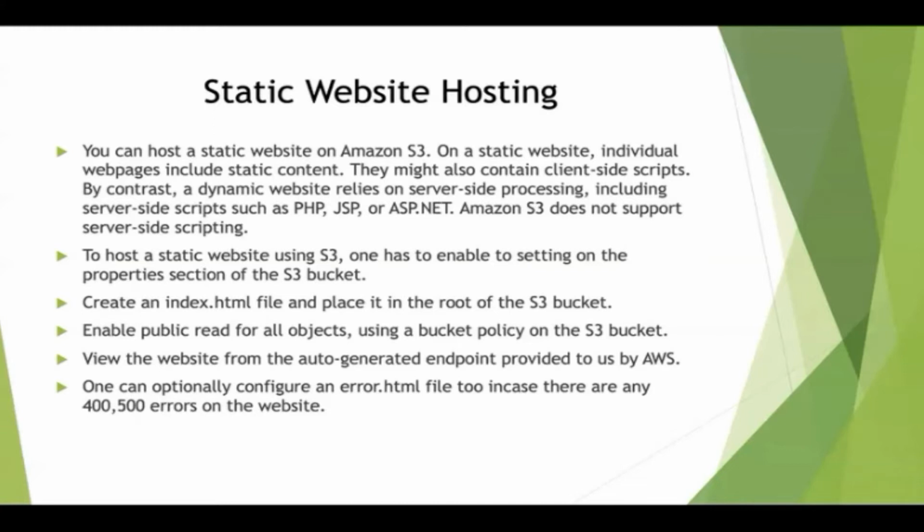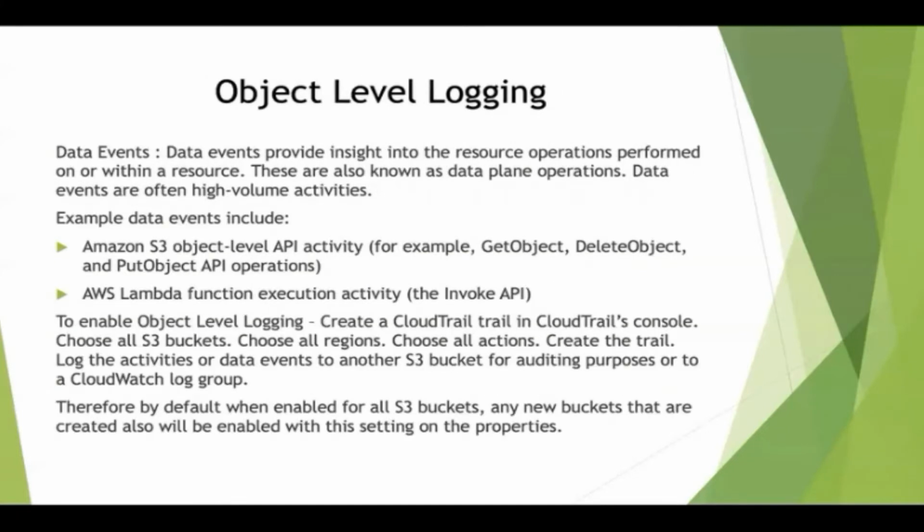AWS formed that endpoint by using the bucket name, then S3-website and a hyphen with the region code, and then amazonaws.com. And we can optionally configure our error.html file too. When it came to object level logging, we saw that it was different from server access logging, because server access logging gave details regarding who accessed that particular bucket, what was the action that he wanted to do, what was the bucket name, and so on.